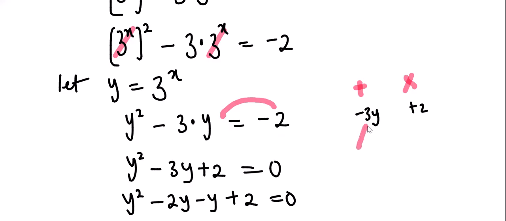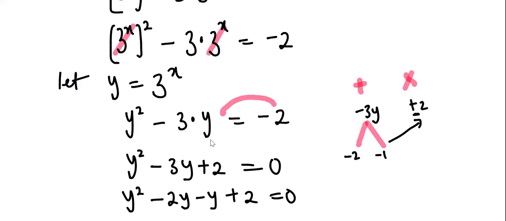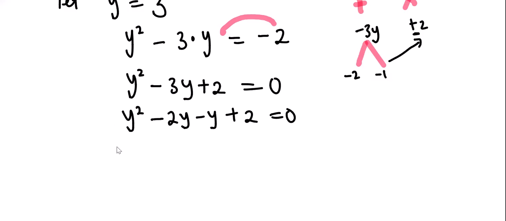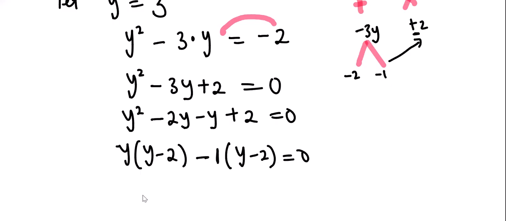So 3 can be split as 2 and 1. Now, to get negative 3, adding positive values cannot give you negative 3. So negative 2, negative 1 is going to give you negative 3, and the product is going to be positive 2. So this is why I'm using this. Now, proceeding from this by factorization, I can factor out y. So here I have y minus 2, here minus 1. Here I have y minus 2 equals 0.